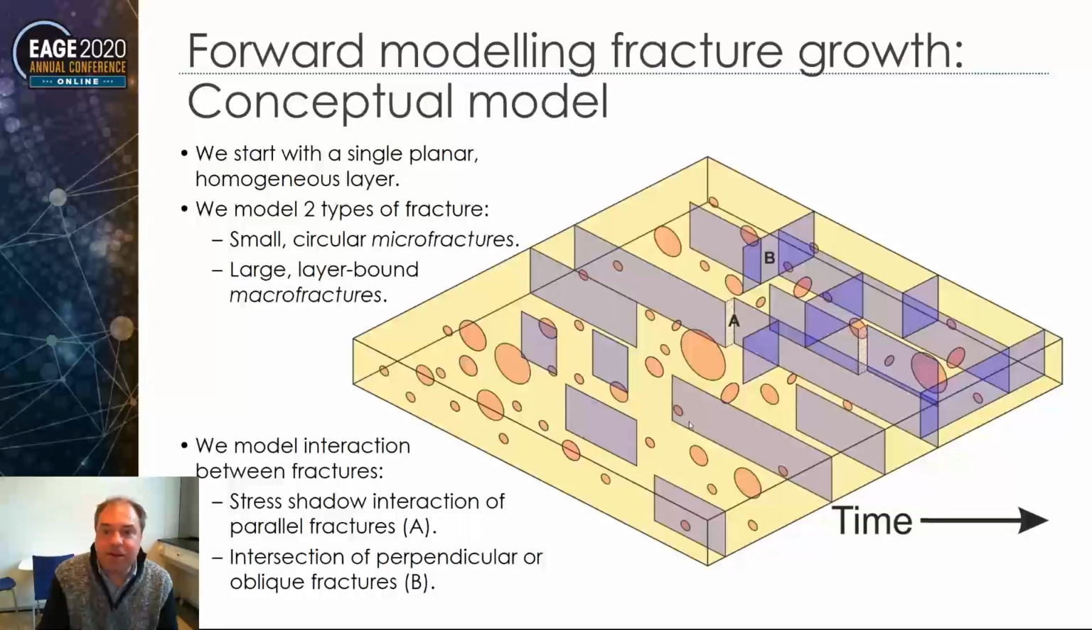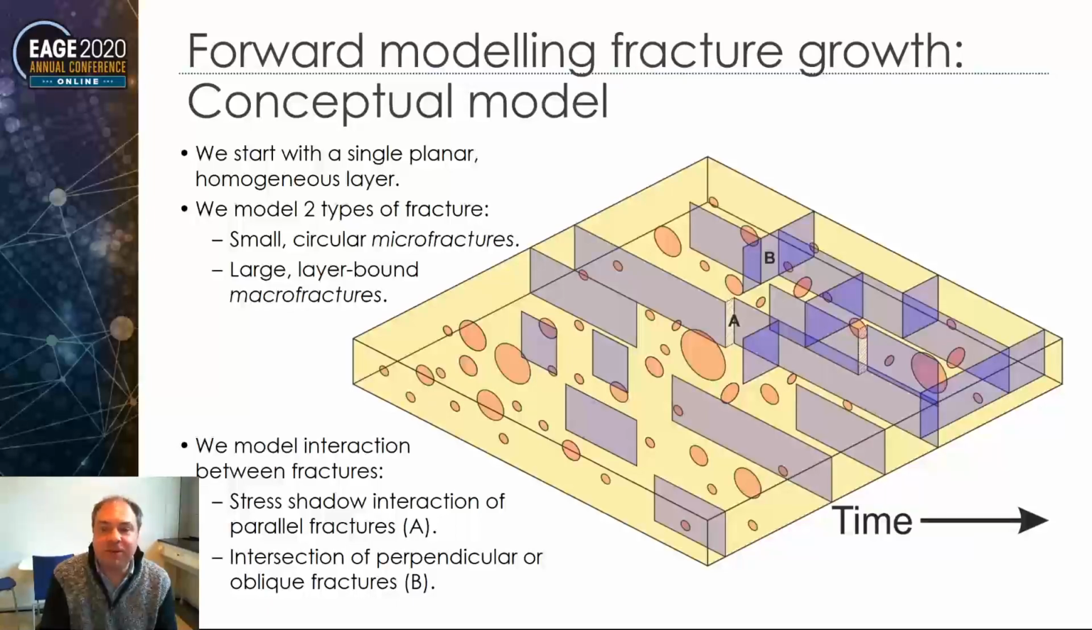Now, as time goes on, more of these fractures will nucleate and they will propagate until they start to interact. We can model two sorts of fracture interactions: stress shadow interactions, where two parallel fractures will terminate, forming a small relay zone, or intersection between perpendicular or oblique fractures.